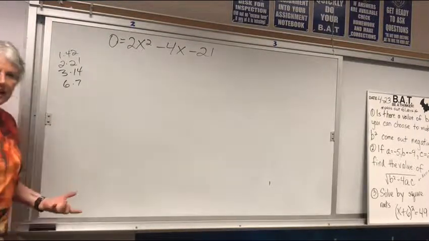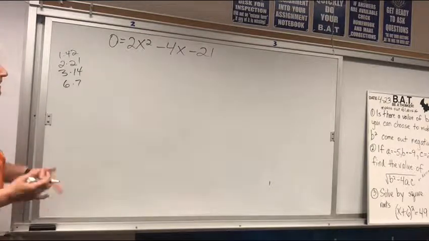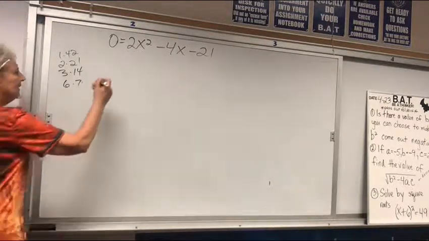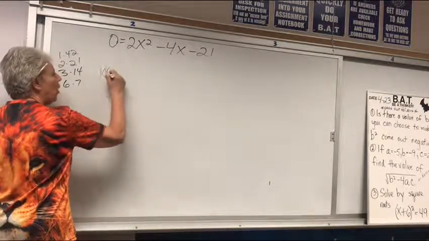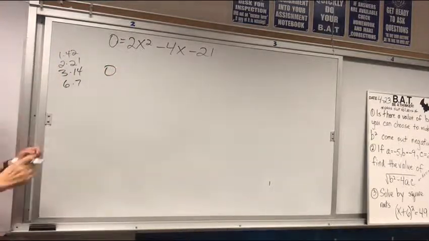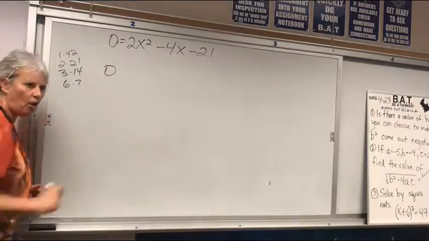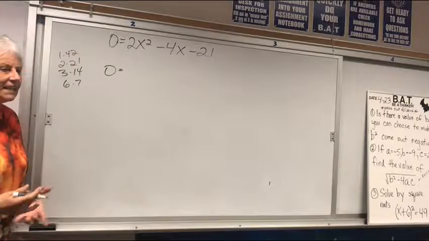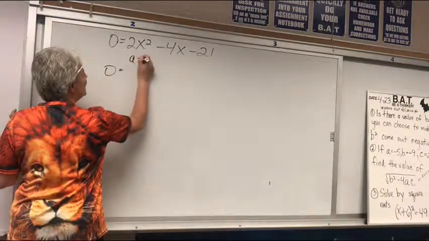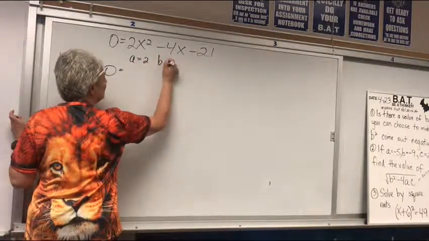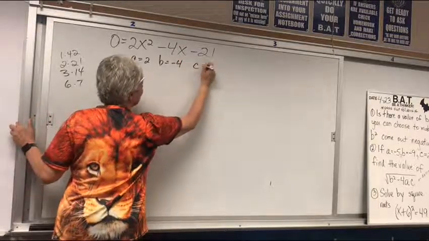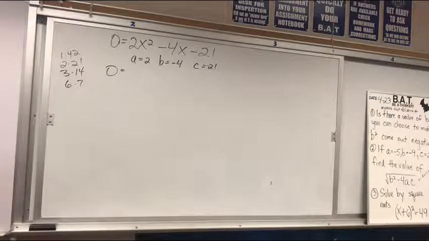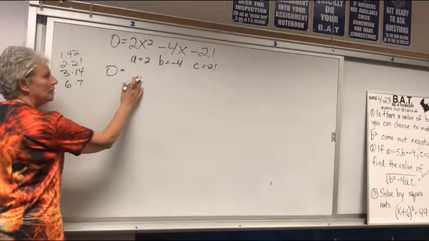We're going to use the quadratic formula because we can't factor it. Taking the square root's not going to help us. X is going to always be 0 because on the x-axis it's always 0. The opposite of B. Well, let's decide. A is 2. B is negative 4. C is negative 21.